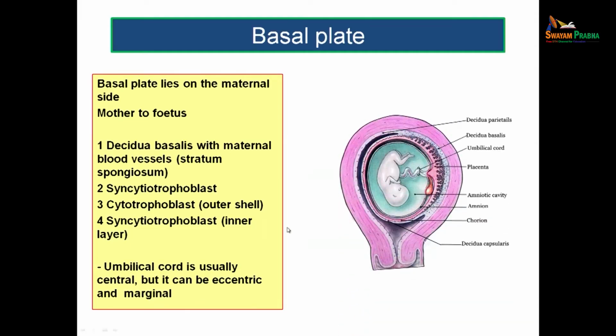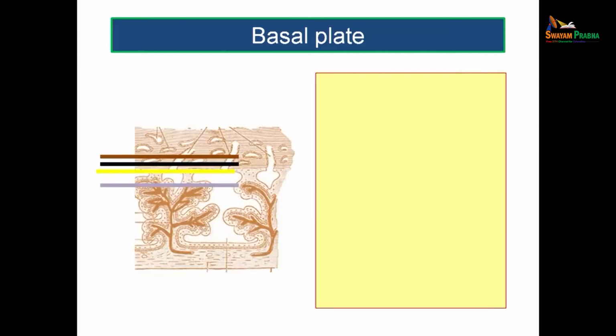So, let us see the structure in detail. This is known as the basal plate. Here you have the decidua basalis. Decidua basalis is the region of the endometrium where the implantation happens. So, when you look from the mother's side, you can see the decidua basalis first. Then you can see the syncytiotrophoblast followed by the cytotrophoblast outer shell. Then again you will get another layer of syncytiotrophoblast. So, these are the layers you will encounter when you look at the basal plate from mother to fetus. So, this is about the basal plate.